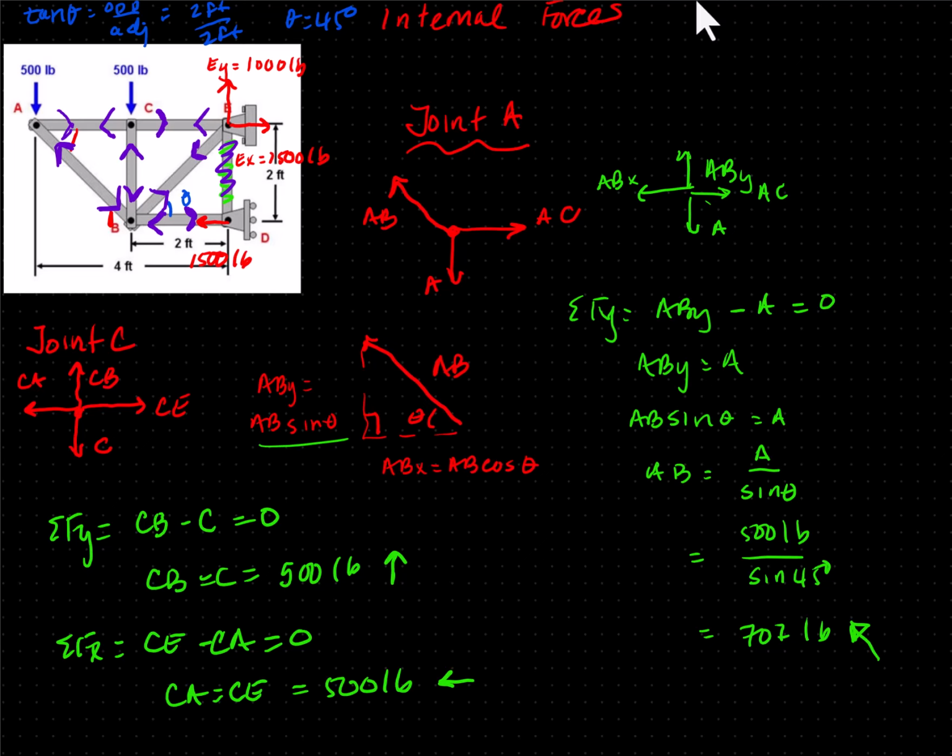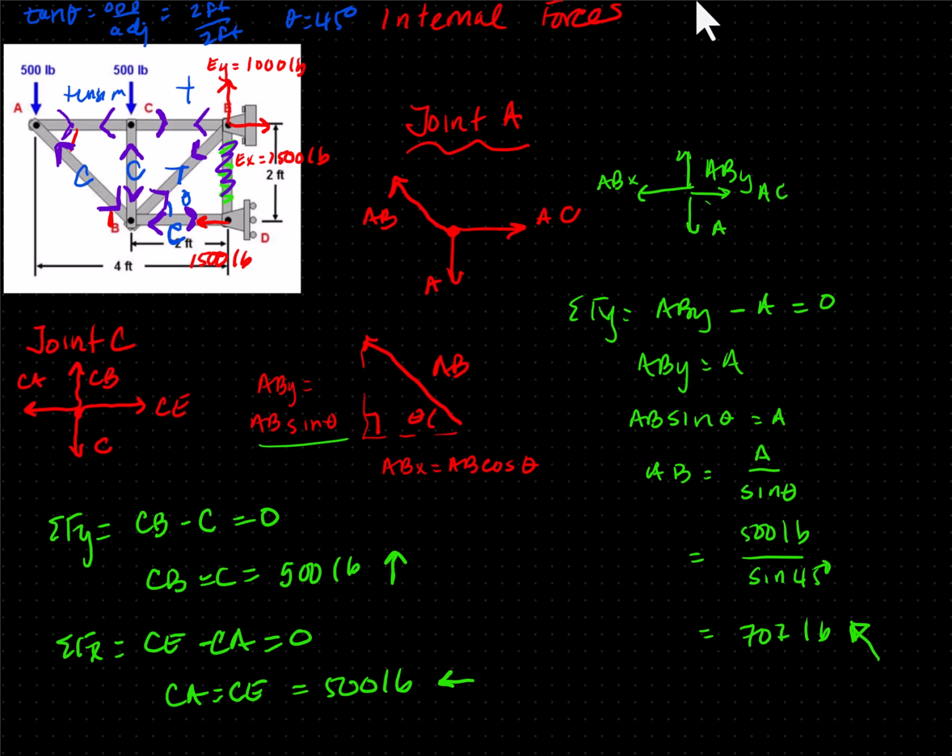So if I look at beam AC, these are in tension. They're in tension because they're pulling away from the joint. CB, it is also in tension because they are pulling away. EB is also in tension because they're pulling away. BD is in compression because they're pushing into the joints. AB is also in compression because they are pushing into the joints. And CB are also in compression because they're pushing into the joints.